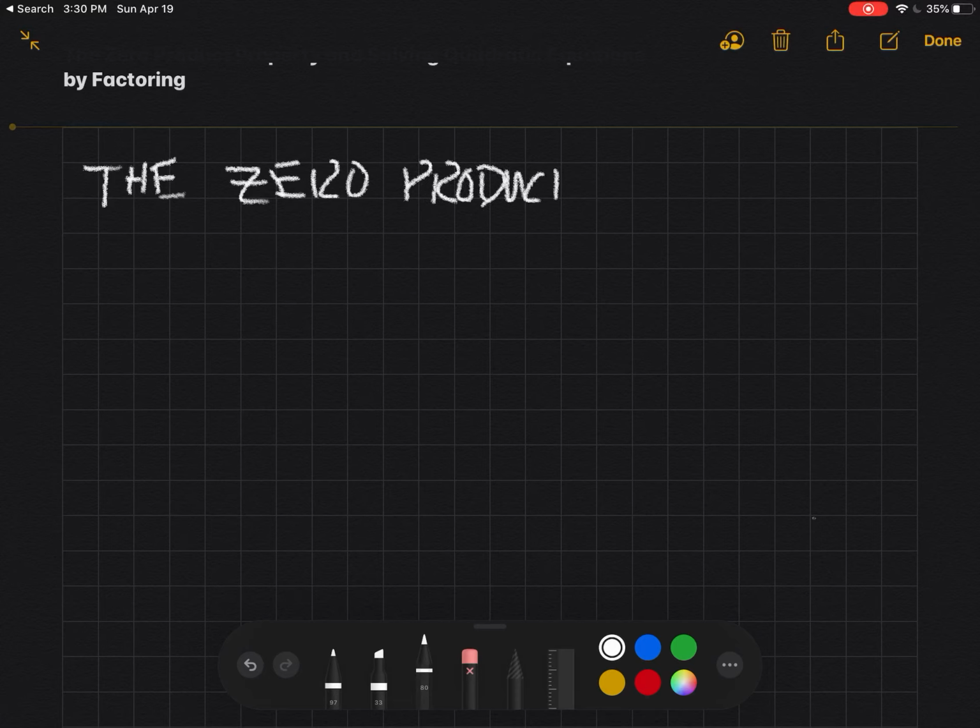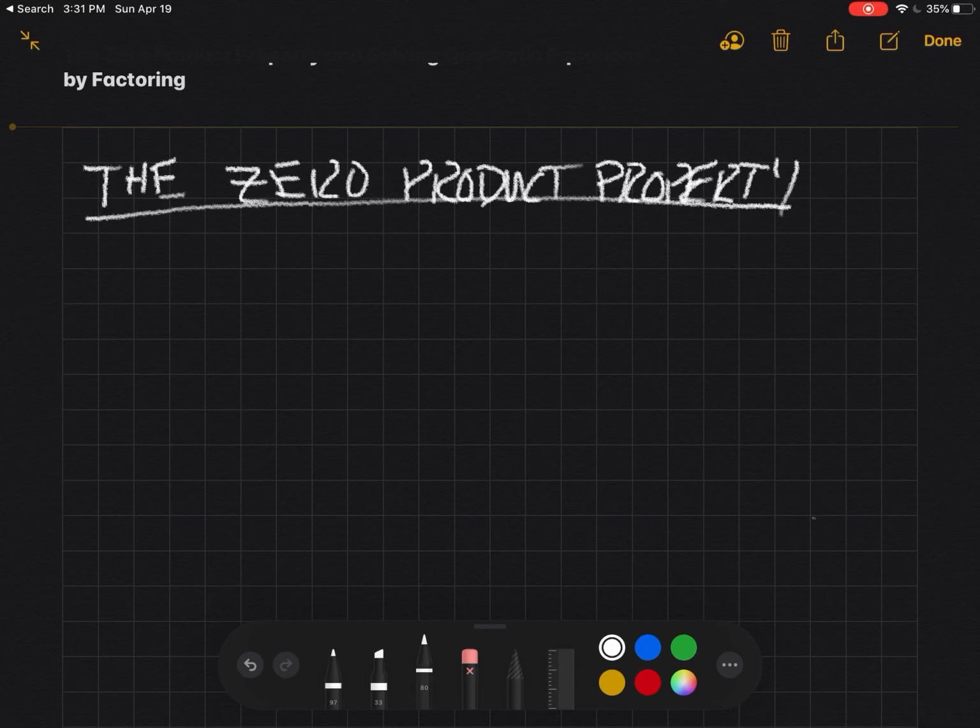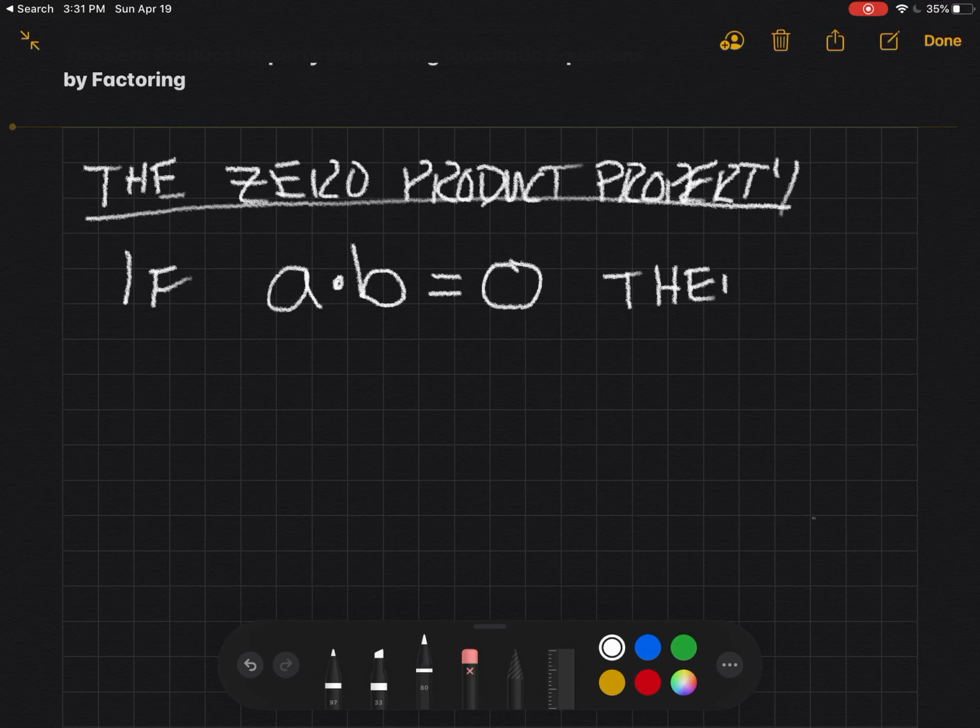I'm going to talk to you about the zero product property and how you can solve quadratic equations by factoring. So here we have the zero product property, and what it says. I'm going to write that out for you guys, and then we'll talk about what it means. So the zero product property is pretty interesting, I think.